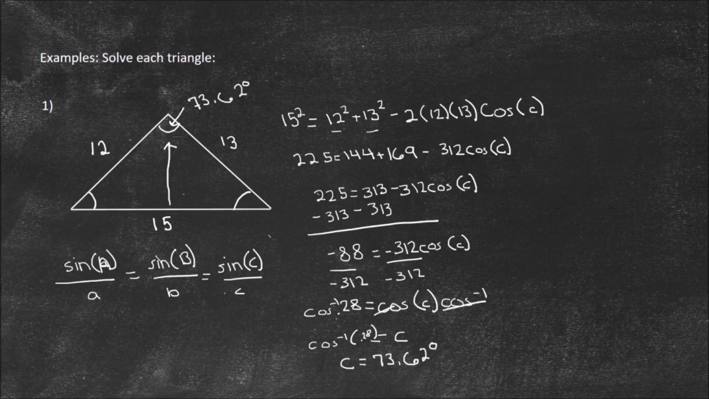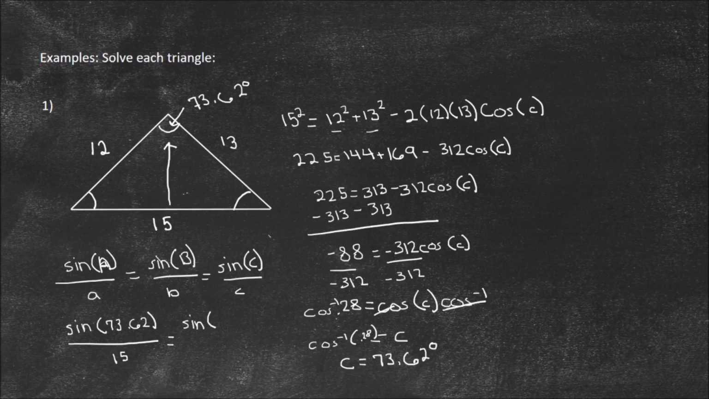Okay, so now we see that we're given one of the angles, one of the full ratios. We have both the angle and its side length. So we'll just make that our ratio. So sine 73.62 divided by its corresponding side length, which is 15. Set it equal to, well, sine.